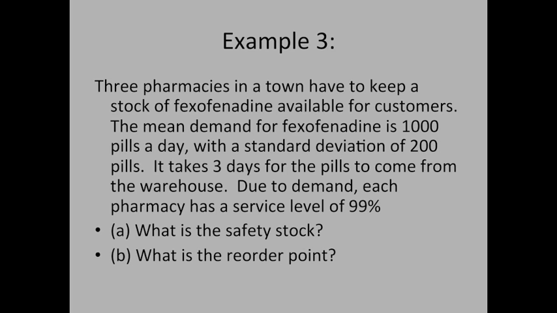We have three pharmacies, and each of these pharmacies has to keep a stock of fexofenadine available for customers. Now, the mean demand is 1,000 pills a day at each location, with a standard deviation of 200 pills per day at each location. Now, it takes 3 days for a shipment of pills to come in from the warehouse, and due to demand, each pharmacy has to have a service level of 90%. Now, given this, what's the safety stock at each location? And second, what's the reorder point at each location?